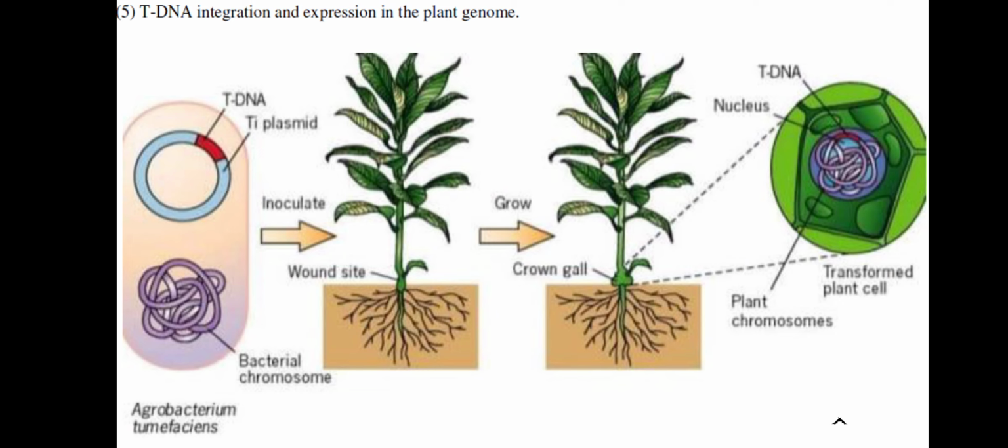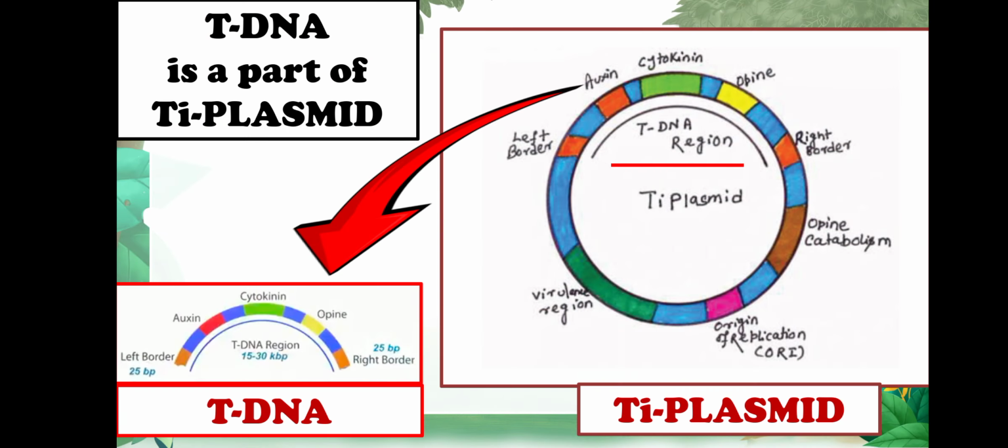Again, this is a similar figure. The tDNA from the Agrobacterium is transferred through the wounded site into the wounded plant cell, and the integration of the tDNA makes the plant produce food for the Agrobacterium, that is opines, isn't it?